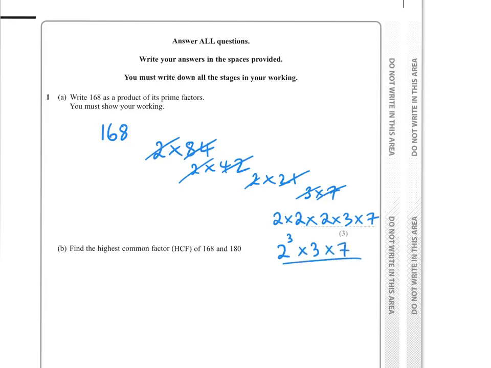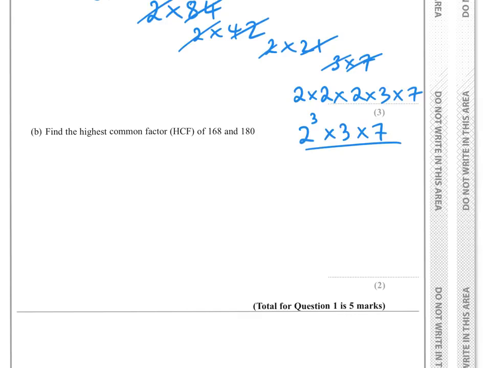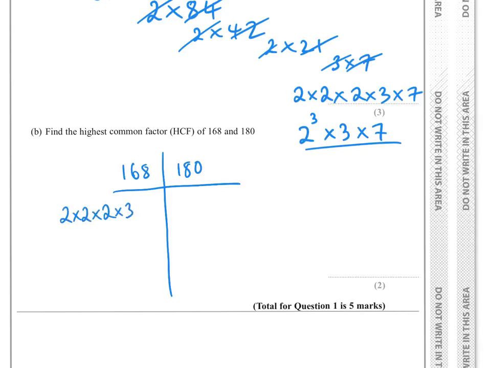Either or, that's fine. Part B, find the highest common factor of 168 and 180. Well, luckily we already have 2 times 2 times 2 times 3 times 7 from the previous part. And let's do the same. Let's do the prime factor decomposition of 180. Well, that's 18 times 10, which is 3 times 6 times 2 times 5. And 6 is just 2 times 3 again.